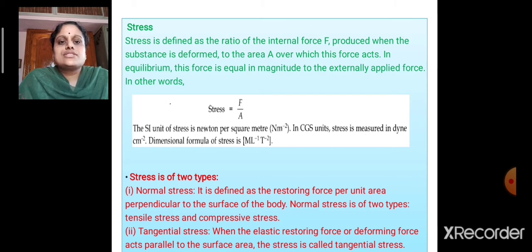Next is tangential stress. When the elastic restoring force or the deforming force acts parallel to the surface area, the stress is called tangential stress.